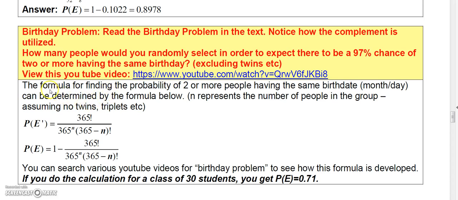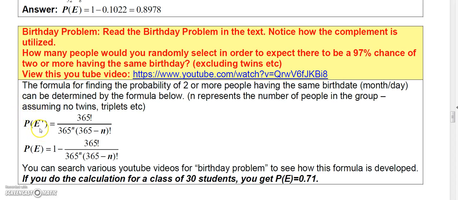But it turns out there's a formula that you can develop, and the formula is developed not by finding all the ways that 2 or more people can have the same birthday, but what it does is it finds the complement, it finds the probability that no 2 people have the same birthday. So if you find the probability that no 2 people have the same birthday and subtract it from 1, then that'll give you the probability.